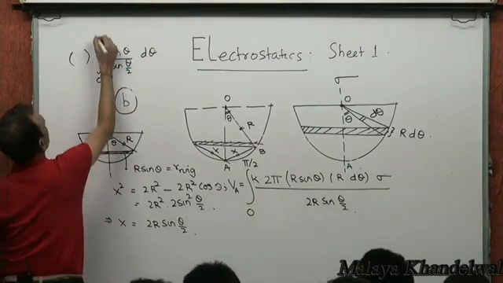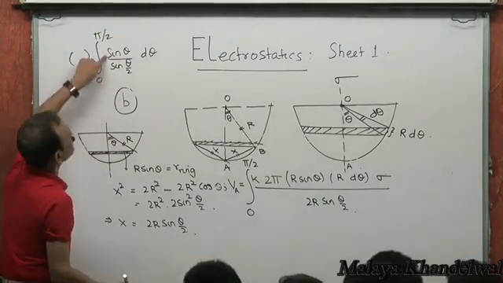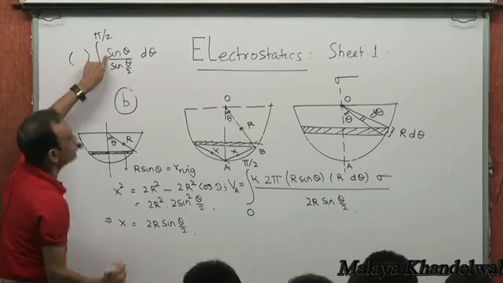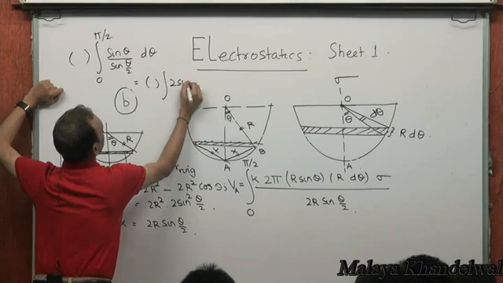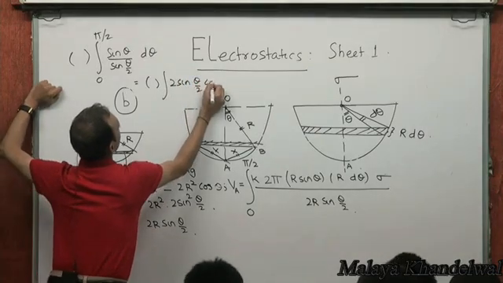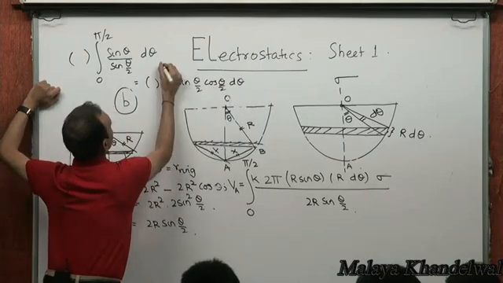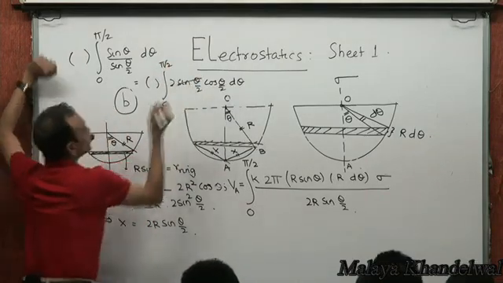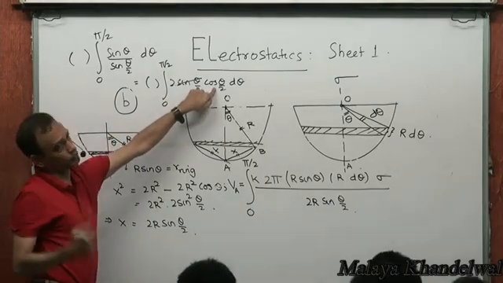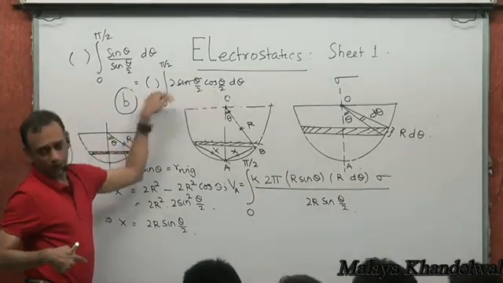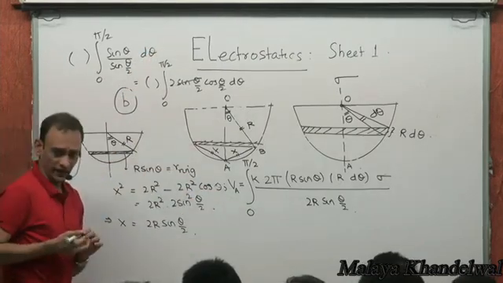Theta runs from 0 to pi by 2. How do you integrate this? Write sine theta as 2 sine theta by 2 cos theta by 2. So this would be something into 2 sine theta by 2 cos theta by 2 d theta, theta from 0 to pi by 2. The sine theta by 2 gets cancelled from the numerator and denominator, and the integral of cos theta by 2 is sine theta by 2 divided by half. You can supply the limits and you'll obtain the potential at A. Clear?